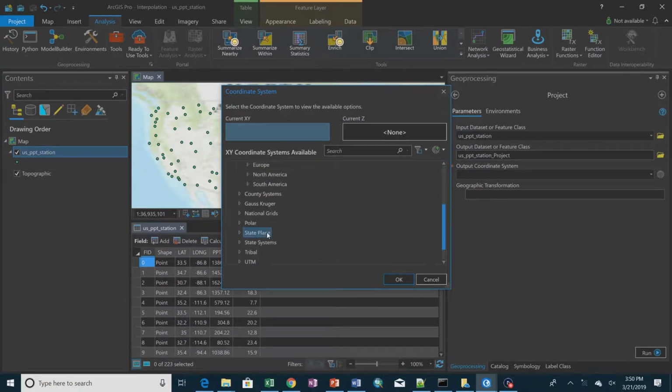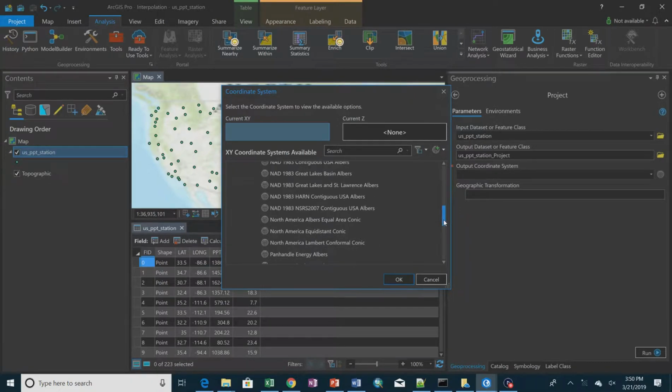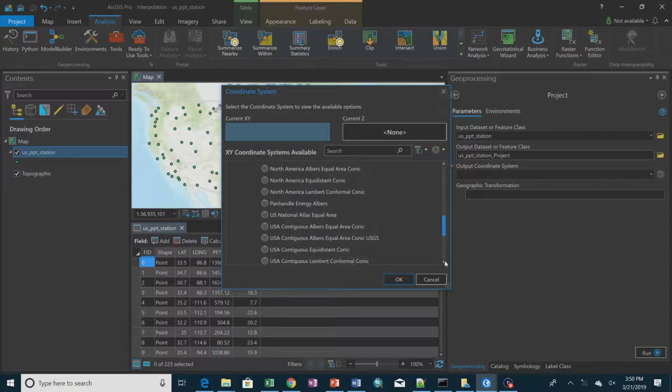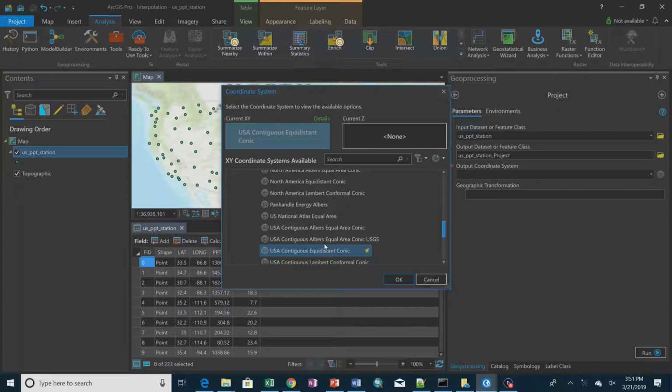So I'm going to go continental and say North America and look for one that says something about equidistant North America. Yeah, North America equidistant. I'd rather choose one that says contiguous. But I might choose that one. Yep, USA contiguous equidistant conic. That sounds like a good one to choose. It's got the word contiguous US in it, which is my area, and then it's got the word equidistant in it, which I know is important because I'm going to be calculating distances in my formulas. So this one will allow me to do that.